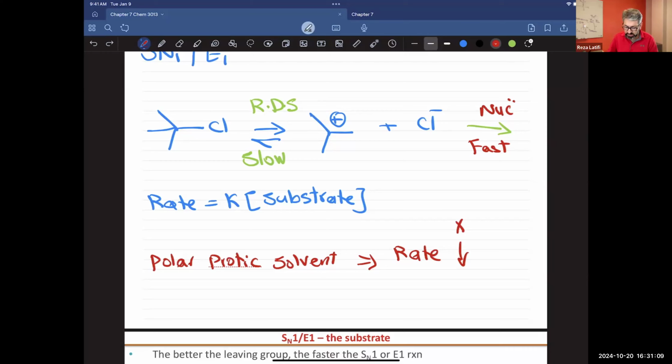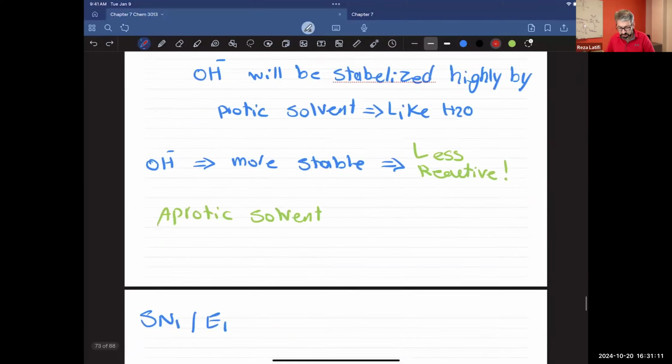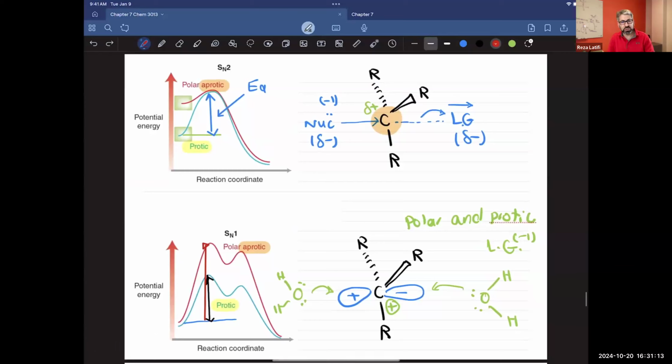Okay, and this is the main difference between the SN2 reaction and SN1 with respect to polar protic solvent. And I'm going to stop the lecture here, and thank you very much.